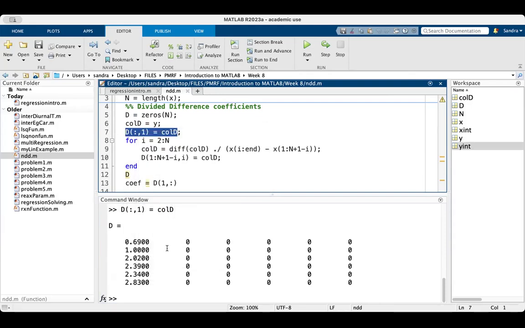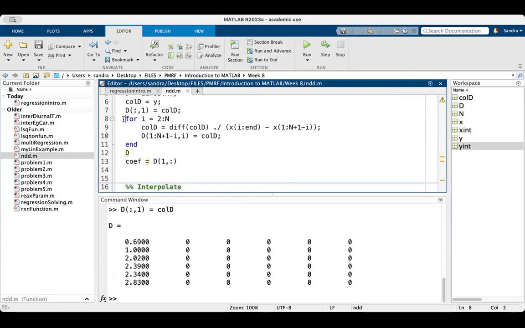So what happened is, it was a 6 by 6 matrix with all zeros. Now I made the first column my y values. Now I need to calculate from this column the second column. So for that, we are creating a for loop here. So this automatically calculates your other rows. This might be a bit complicated. You need to understand how this n plus 1 minus I, how these indexes are working.